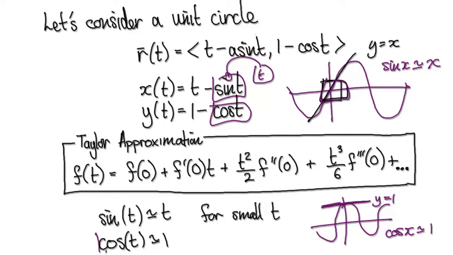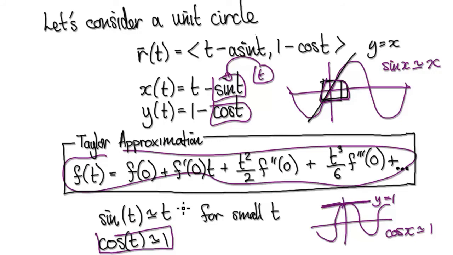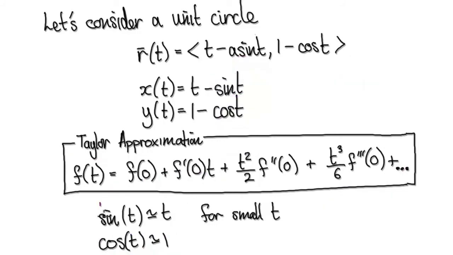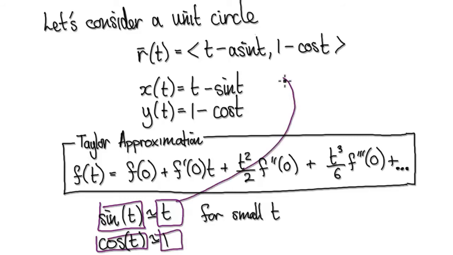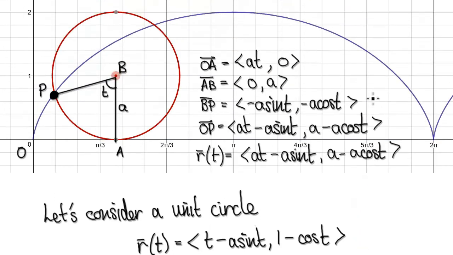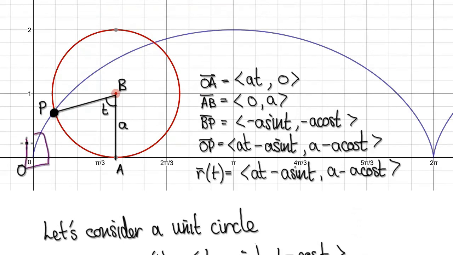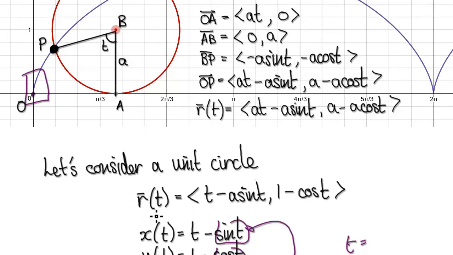So we can just use it as this, or you can use this formula here. We've done this before, so I'm expecting you to know this. When t is small, we can just replace sine of t with t, and cos of t with the number 1. So we can put this into here, and this into here. When t is very, very small, we can try to understand what happens. That's why we're using Taylor approximation.